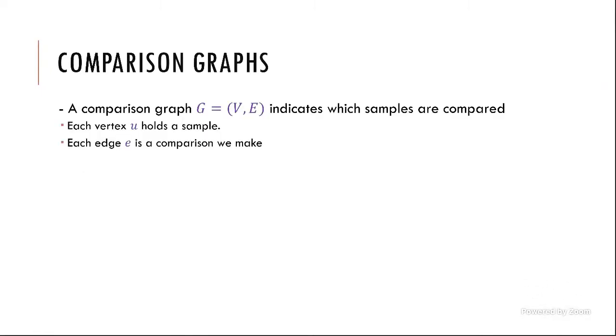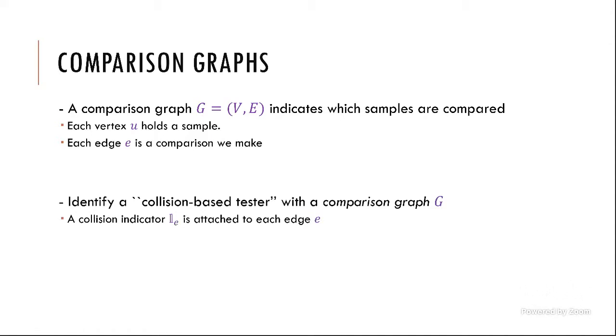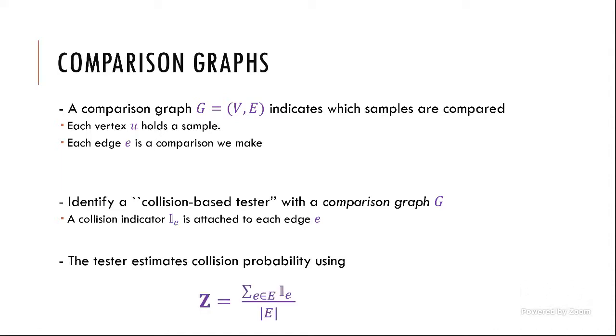So here's a new definition: we call it a comparison graph. The idea is this: we refer to all of our samples as a bunch of vertices in the graph, and each edge in the graph is a comparison, a pair of samples that we actually compare. So now we have a collision indicator, as before, for each edge in the comparison graph. And the new statistic is going to sum the collisions, so to count collisions only between pairs of samples that are indicated by the comparison graph. So we sum these indicators only over the edges of the graph.